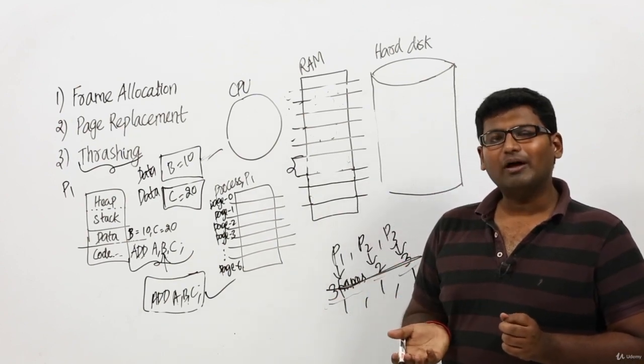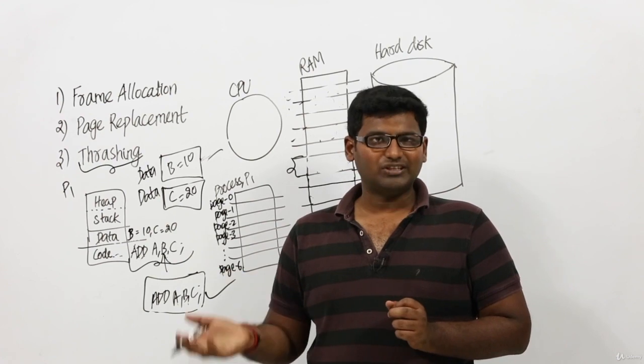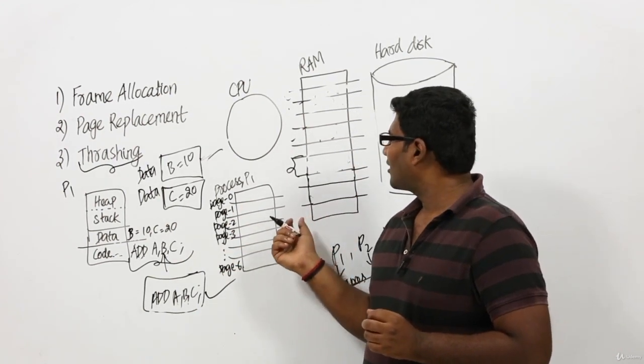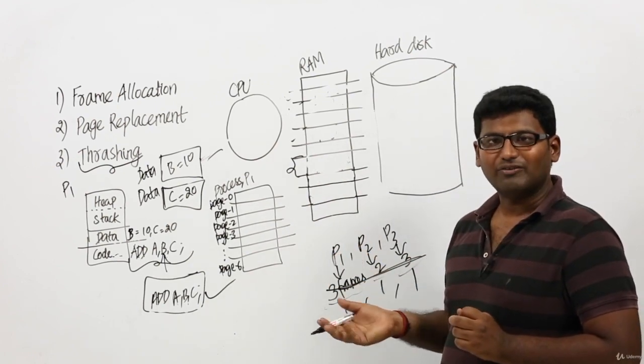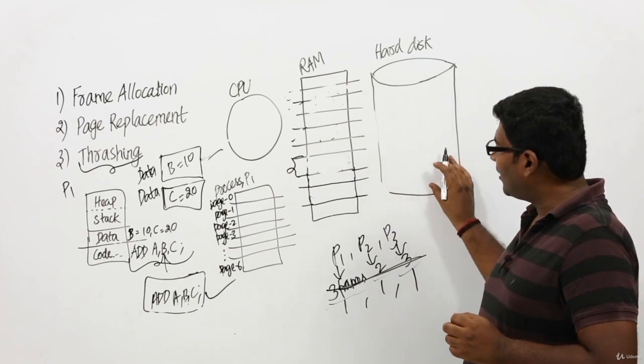Now what will happen if the number of page faults is very high? It will actually decrease the efficiency of the CPU, right? Why? Because our CPU will request an instruction. In order to execute that instruction, our CPU might have to wait for a long time because the page has to be moved from the hard disk to RAM.